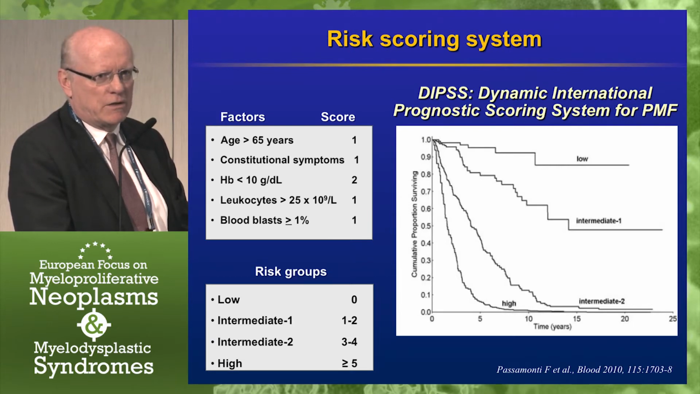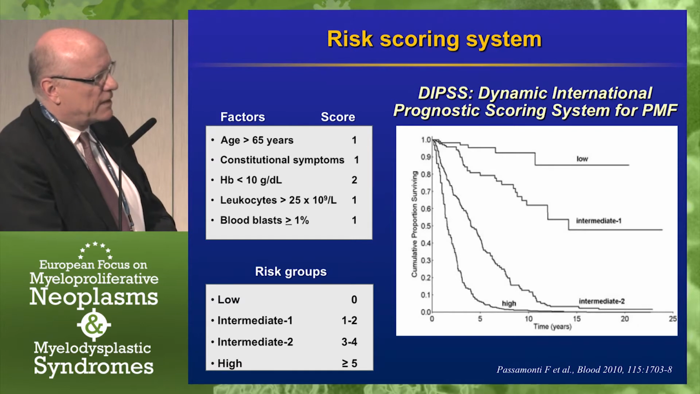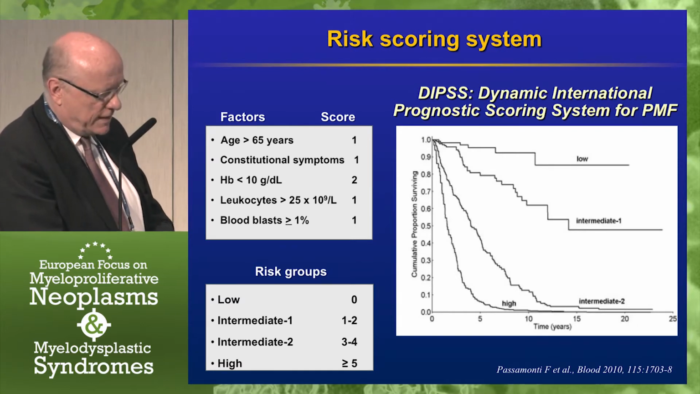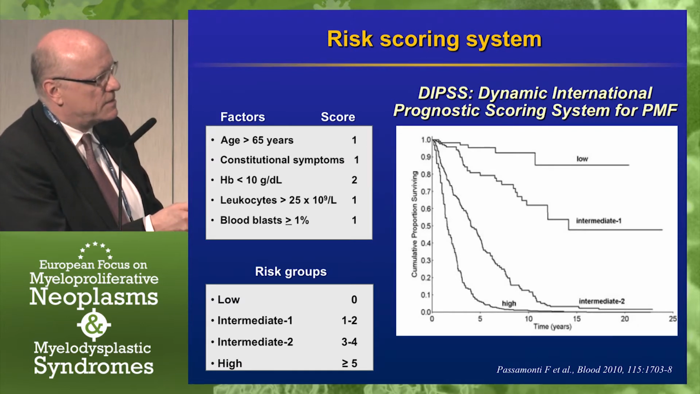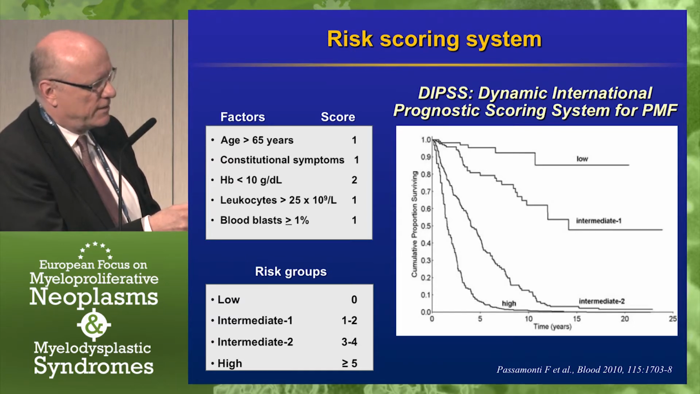Because as you know, and as you've heard at this meeting, there is a very heterogeneous group of patients with different outcomes. Irrespective of the molecular findings, the most clinically used score is the DIPSS score, with risk factors like age, constitutional symptoms, anemia, leukocytosis, and peripheral blast count. You can have 4 groups, and the survival differs from 80% or 90% down to a median survival of only 2 years.